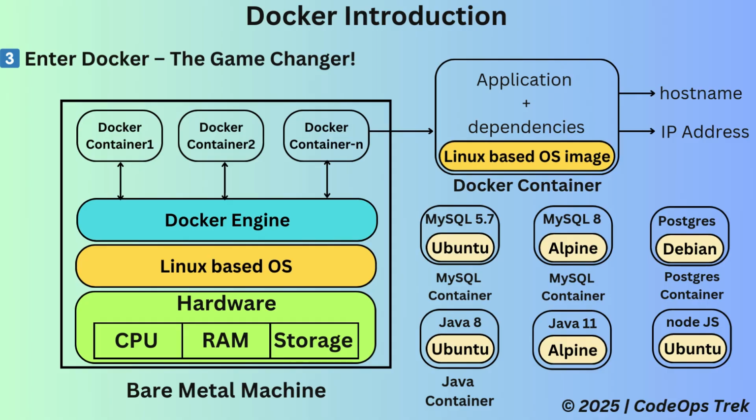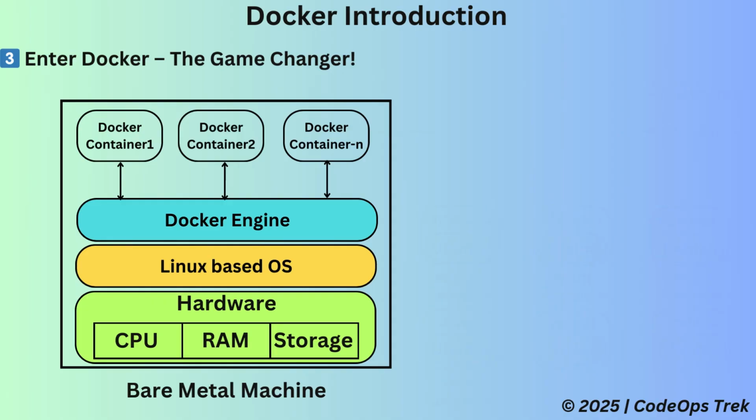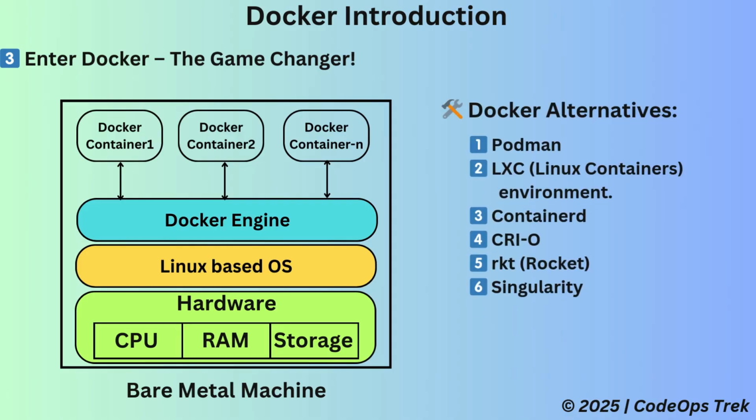So that's how Docker has revolutionized deployment by eliminating the drawbacks of virtualization, such as the overhead of creating separate virtual machines. These containers are lightweight, easy to spin up, and provide better resource efficiency. However, Docker is not the only containerization solution available. There are several other container alternatives, including Podman, Linux containers, Containerd, Rocket, etc.